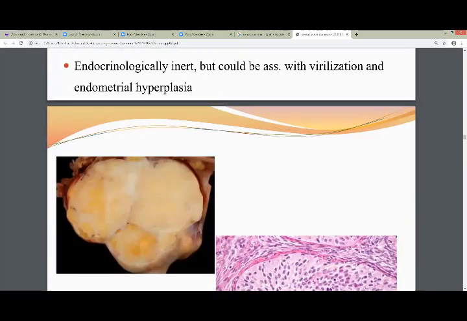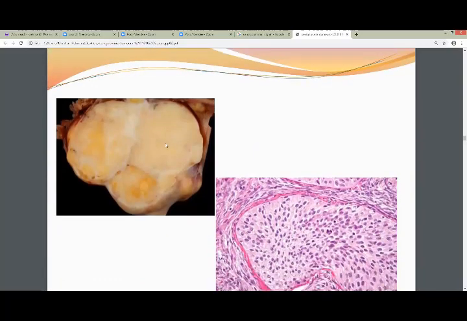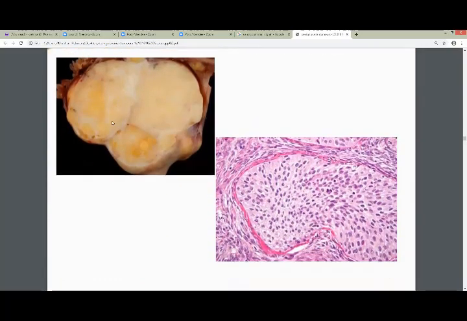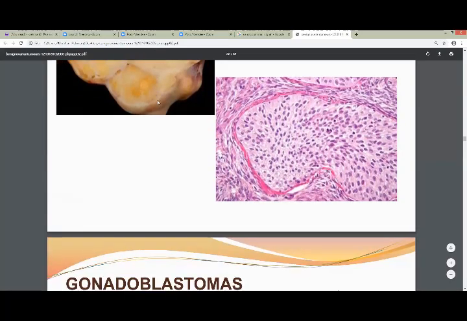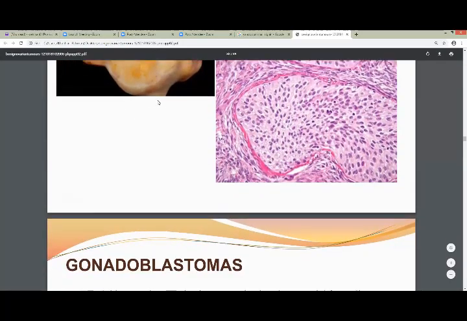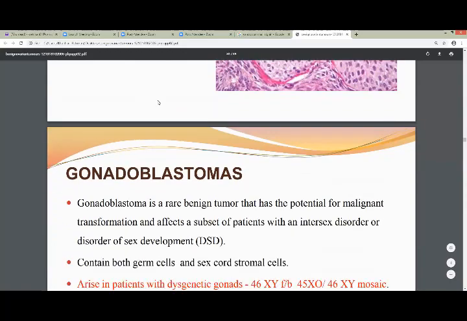You see, they do look a bit like fibromas in their gross appearance, until proved otherwise by histology. Now, then come the gonadoblastomas.